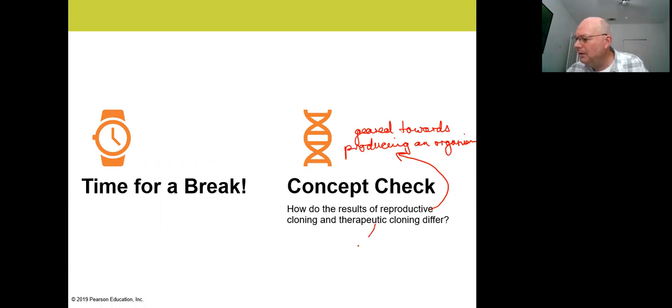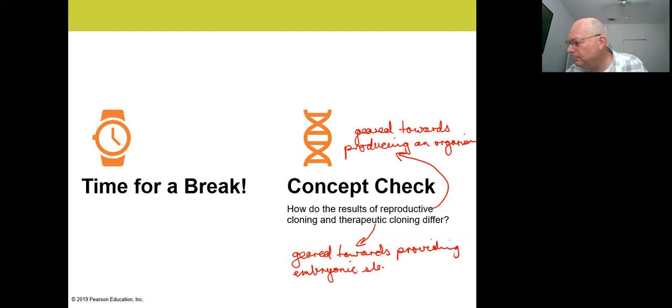Therapeutic cloning is geared towards providing embryonic stem cells. Again, for therapy purposes. So the two types of cloning are aimed at producing different outcomes. One is geared towards producing a new organism. The other is geared towards producing embryonic stem cells that could be used for future therapy.